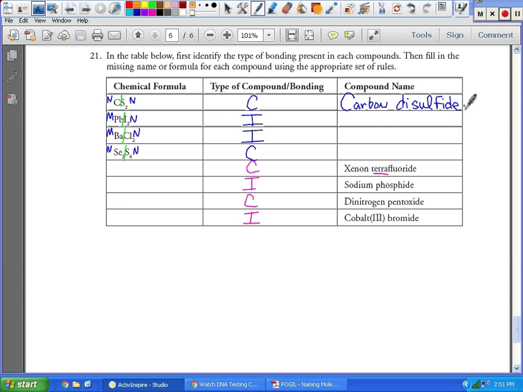Okay, we're going to skip the ionic ones because we don't necessarily know how to do those yet. So, selenium, does it need a prefix? Why? And the subscript is more than one. So, what is the prefix for 2? Di. Do you change anything about its name? Remember, the ending of the first element stays the same, right? So it's going to be diselenium.